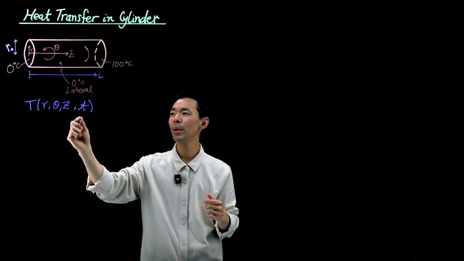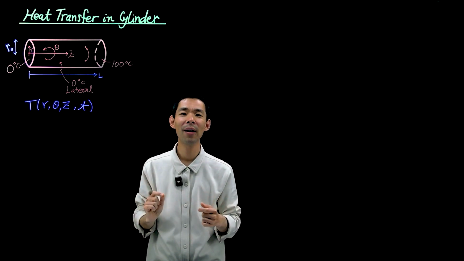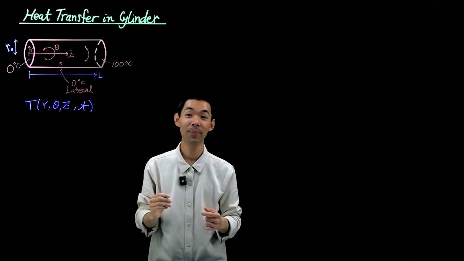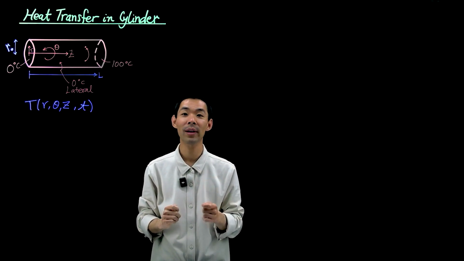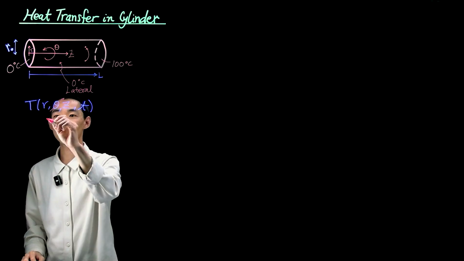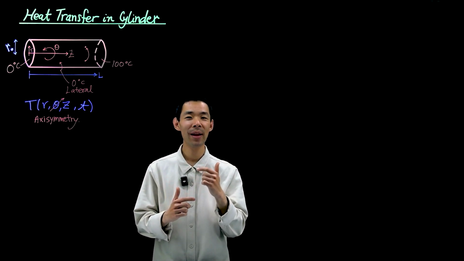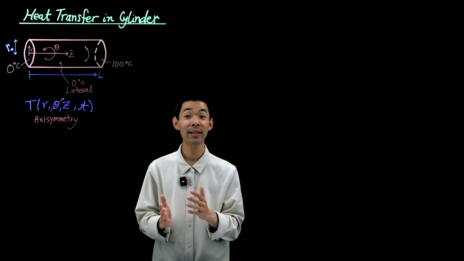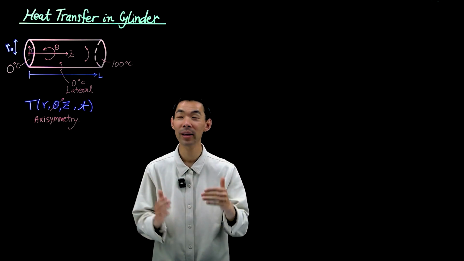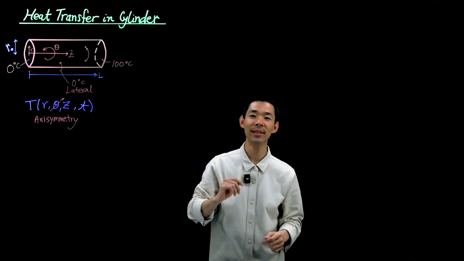Therefore, this problem should not depend on the angular coordinate theta. This is called the axisymmetric approximation or assumption. This is an assumption that we're making about the problem, that it does not depend on the angle, or theta. So it is rotationally symmetric about the axis z.